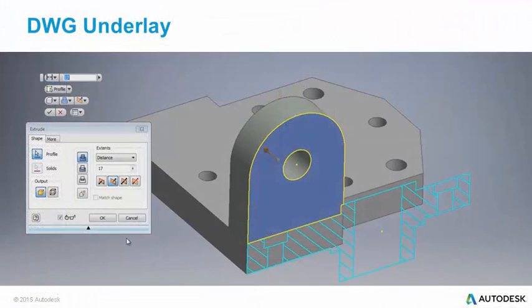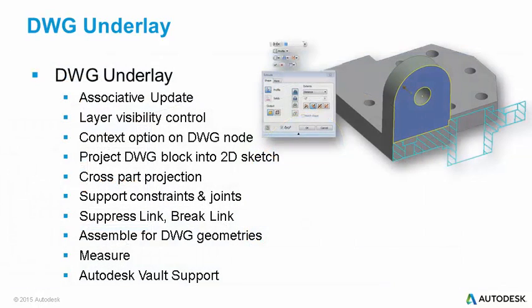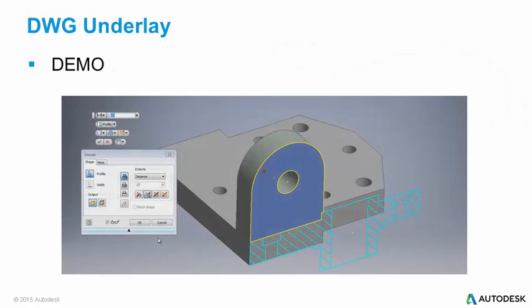AnyCAD technology is also leveraged in the DWG Underlay functions added to Autodesk Inventor 2016, which allow you to leverage your AutoCAD DWG data in ways never before possible. This innovative new technology allows you to quickly turn your legacy 2D AutoCAD data into 3D models. Simply import any 2D DWG file into Inventor 2016 as an underlay, and you have an integrated and associative connection between your 2D and 3D data. Now let's take a look at this new DWG Underlay functionality in action.